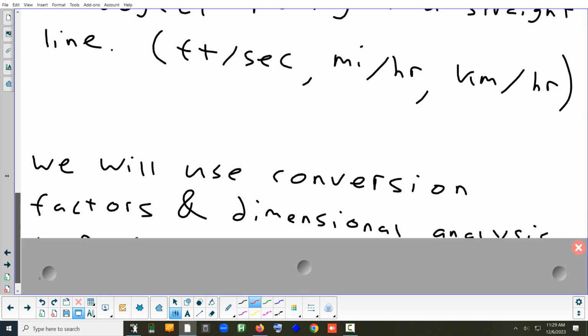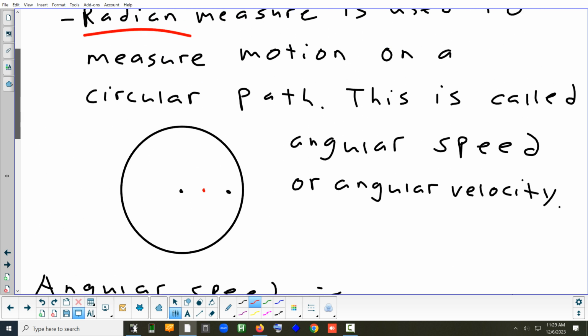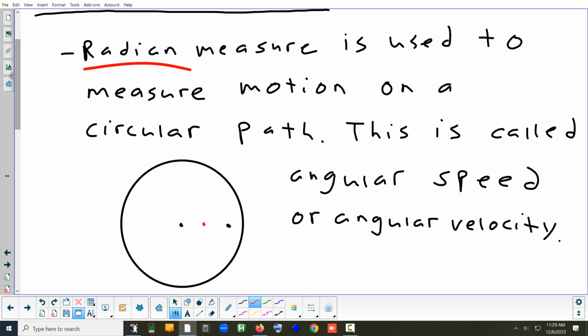So the question is, why do you need another type of unit to measure speed? Why don't we just stick with the unit we always use, something that's linear, like miles per hour, kilometers per hour, feet per second? Why don't we just use that? Well, let me show you something.